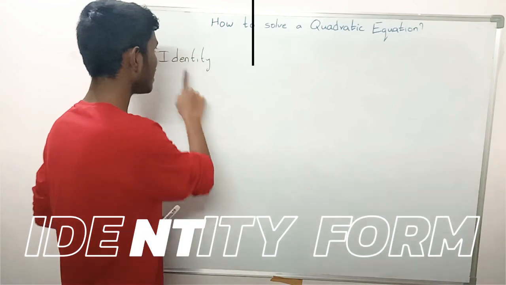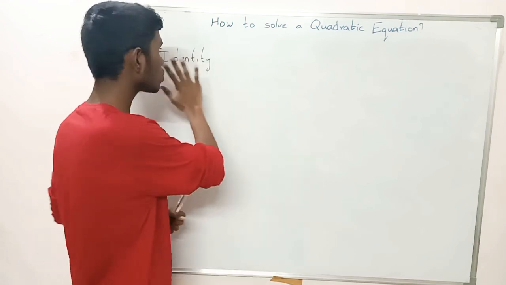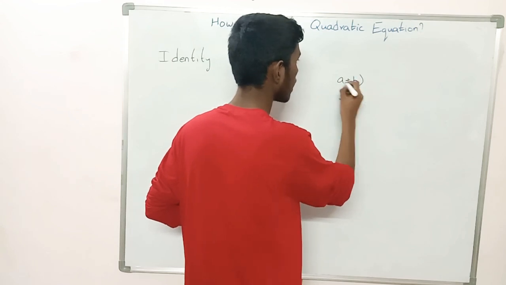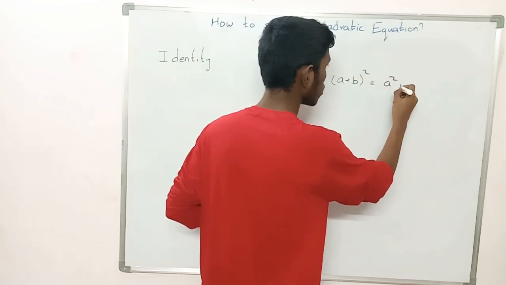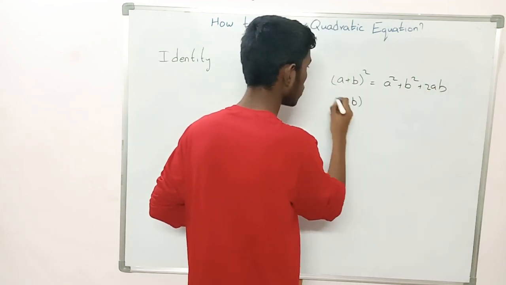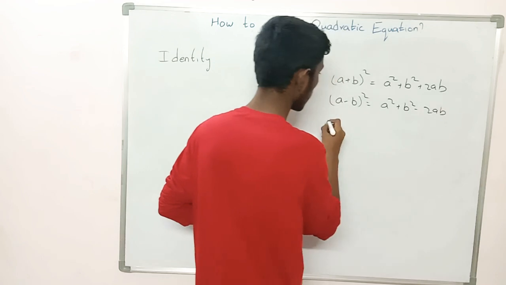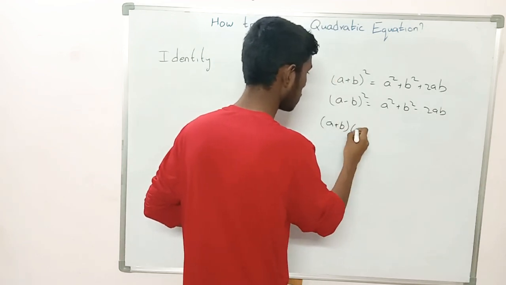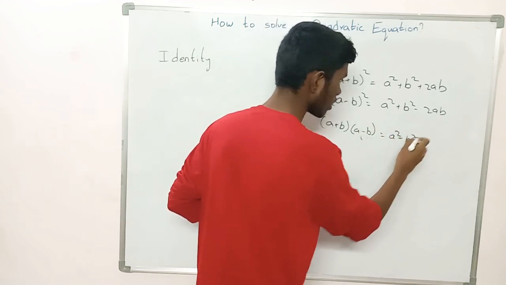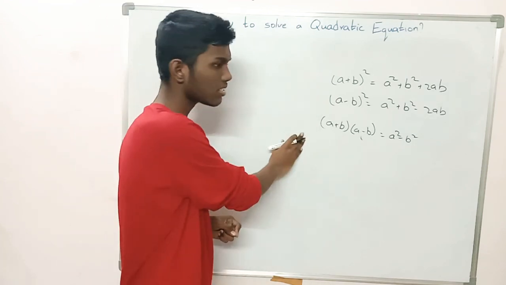The first one is an identity, which means there are some problems based on algebraic identities like (a plus b) whole square and (a minus b) whole square. (a plus b) whole square is a square plus b square plus 2ab, and (a minus b) whole square is a square plus b square minus 2ab. The other one is (a plus b) into (a minus b), which is a square minus b square. Majorly every question based on identities comes from these three identities.